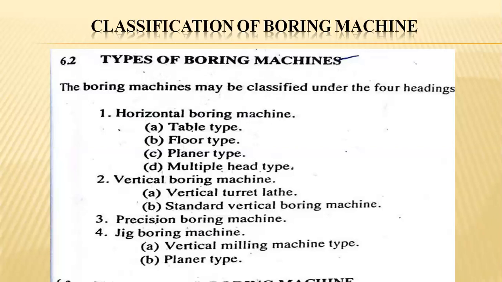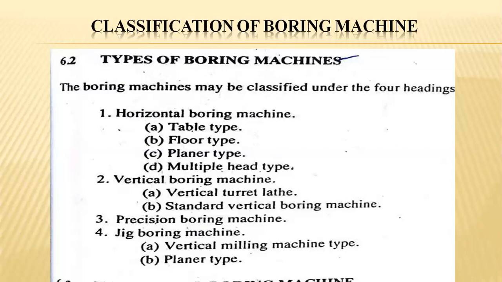Coming to its classifications, it has been classified into 4 different heads. First one is the horizontal boring machine, then the vertical boring machine. Next is the precision boring machine and the jig boring machine.